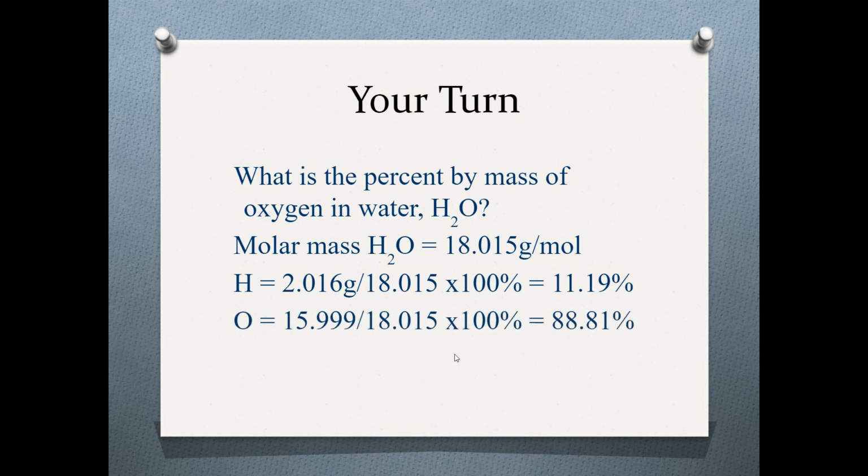The oxygen would make up the other 88.81%, which I could get by taking the mass of the 1 oxygen, 15.999, and dividing it by 18.015 times 100%. Or, since there's only 2 elements, and we know that percentages have to add up to 100, I could have just taken the percentage of the hydrogen and subtracted it from 100 to get this.